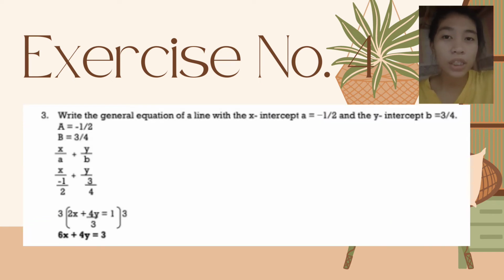Number 3. Write the general equation of a line with the x-intercept a = -1/2 and the y-intercept b = 3/4. So a = -1/2 and b = 3/4. So x divided by a plus y divided by b. So x divided by negative 1/2 plus y over 3/4 is equal to 1, multiplied by 3. 2x plus 4y divided by 3 is equal to 1 times 3. So the final answer is 6x + 4y = 3.